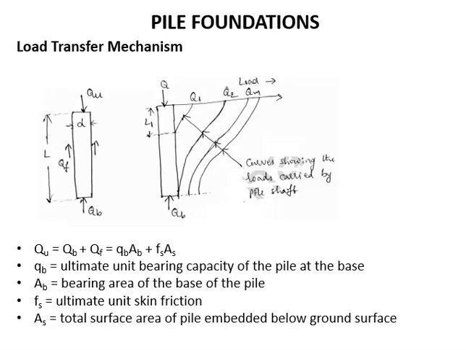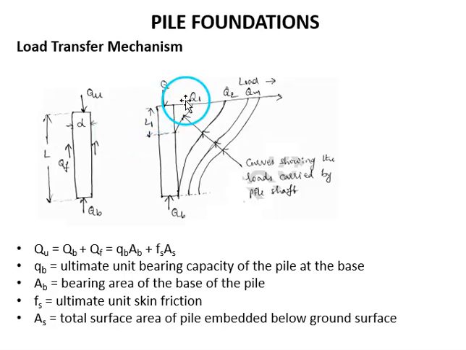Load transfer mechanism. When the load is applied on the pile, part of the load will be taken by the soil surrounding the pile shaft and part of the load will be transferred to the pile tip. Whatever load is taken by the soil below the pile tip is called end bearing load, and the load taken by the soil surrounding the pile shaft is called frictional load.